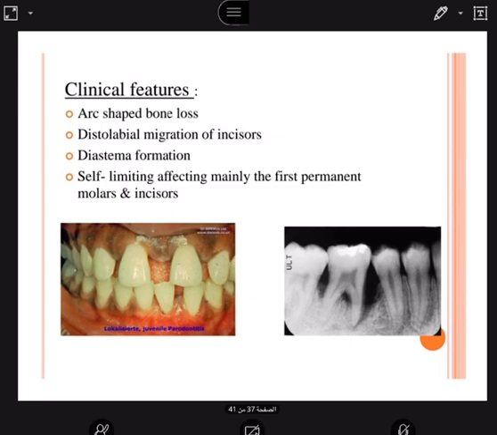You can see the central incisors migrating more distally, creating a midline space, and it's a distolabial migration of the incisors. Basically, there will be maxillary proclination of the teeth also. As a result, there will be midline diastema formation. It is self-limiting, affecting mainly first permanent molars and incisors. Now this juvenile periodontitis can be localized or generalized. Usually, localized is seen in your central incisors and first permanent molars only.